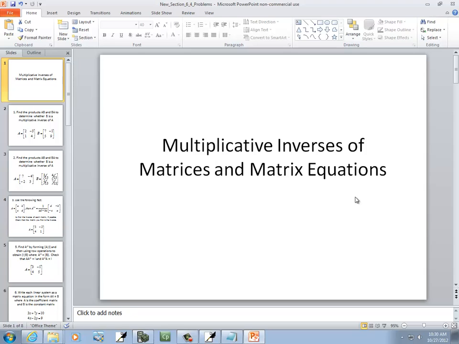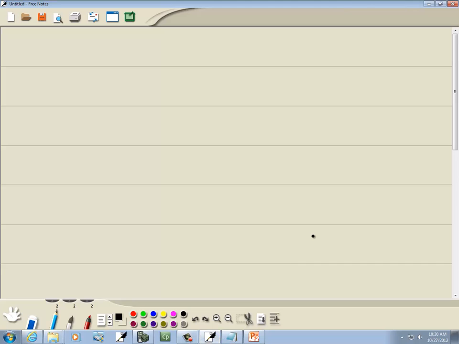Let's take a look at multiplicative inverses of matrices and matrix equations. Now, let's talk a little bit about inverses. We got our matrix A. The inverse is represented by what looks like A to the negative 1 power. That's not to the negative 1 power. That's the inverse of A. And that's given by something.